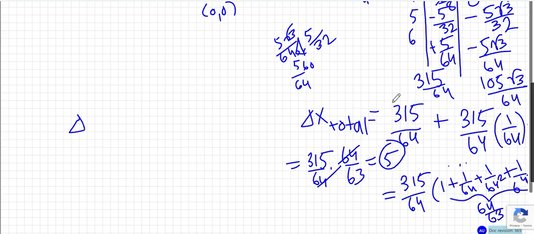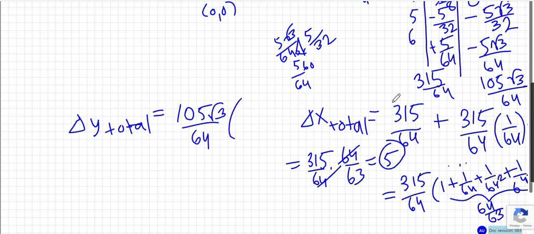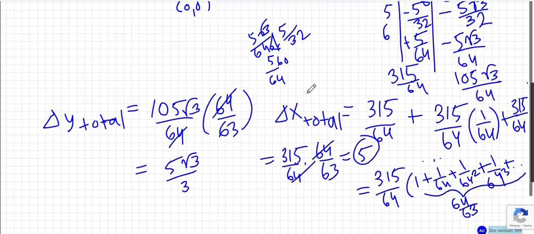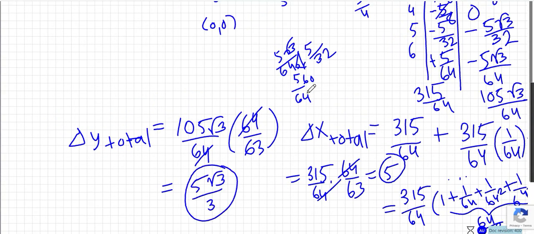Now for change in y total, I'll do the same exact thing. I'm going to have 105 square root of 3/64 times that same ratio, and I'll have the same sum of the ratios like here. And so I'll be multiplying by 64/63 again. 64's cancel out. You can simplify this fraction to become 5 square root of 3/3. So this is my total change in y.